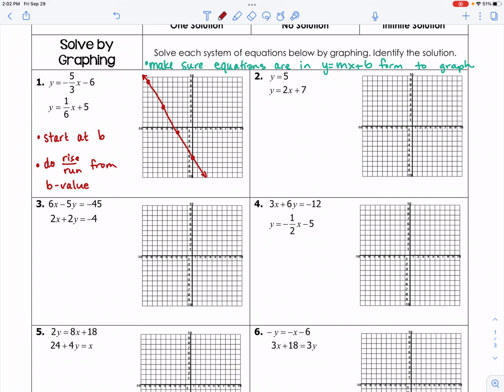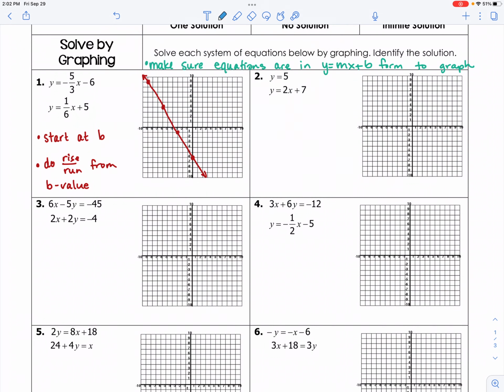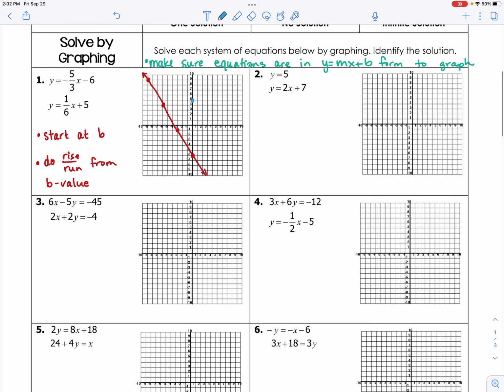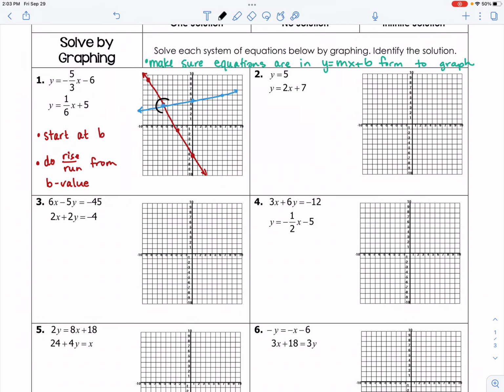The next equation is y equals 1/6 x plus 5. So if I graph this one, starting with my y-intercept of 5, and my slope is 1/6. So I can go up 1 and 6 to the right, or I can go down 1 and 6 to the left. And I can see right there where they are going to intersect. They are going to intersect right at this point right here, negative 6, 4. So my solution to this system of equations is negative 6, 4.